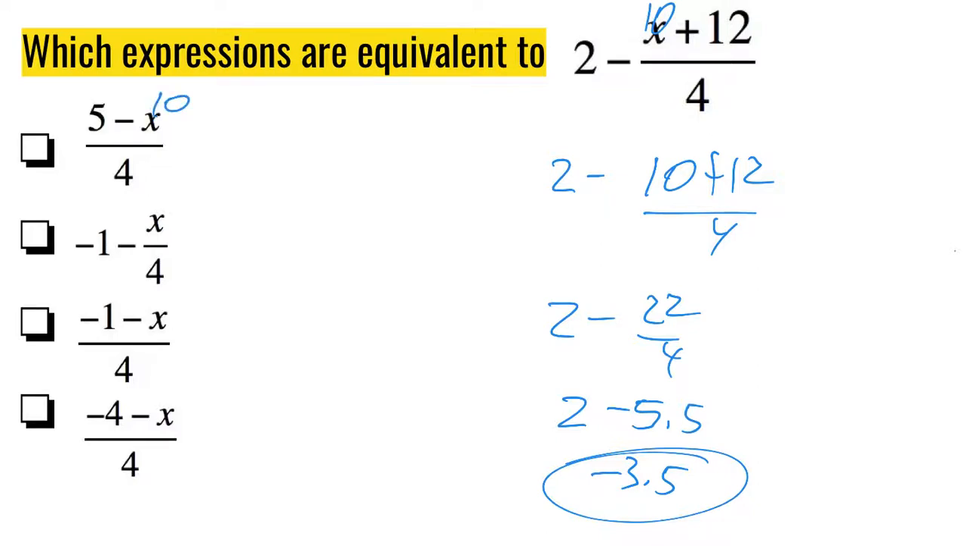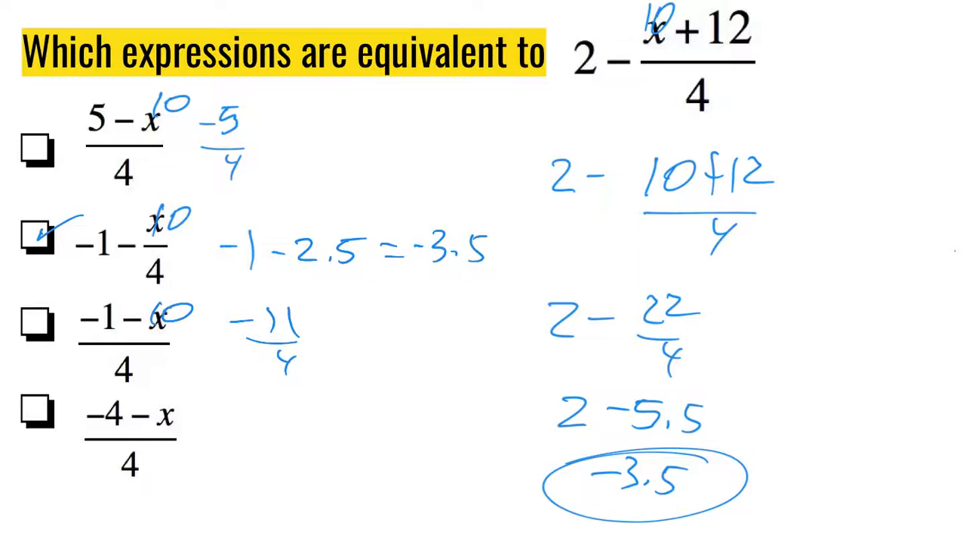So if I put 10 into here, I'd have negative 5 over 4. That's not the same. If I put 10 into here, I'd have negative 1 minus, and then 10 divided by 4 is 2.5, so that makes negative 3.5. So we have a winner here. And then if I put 10 in here, that would be negative 11 divided by 4, and that doesn't work either. Then if I go down to here, I would put negative 10 into here, so now I've got negative 14 divided by 4. That's better because that's negative 7 halves, and negative 7 halves is in fact negative 3.5. So I'm going to take that one as well.